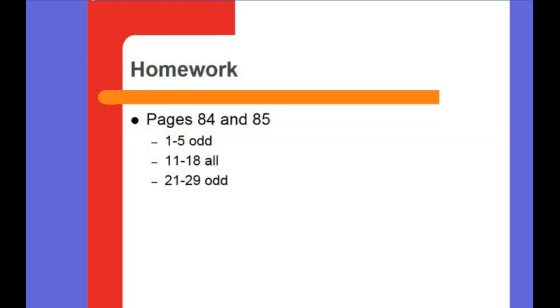So what I want you to do for tonight is pages 84 and 85. We're doing 1 to 5 odd, 11 to 18 all, and then 21 to 29 odd. The 11 to 18, I think, you're matching up some stuff. I usually do the alls when you have to do the alls.